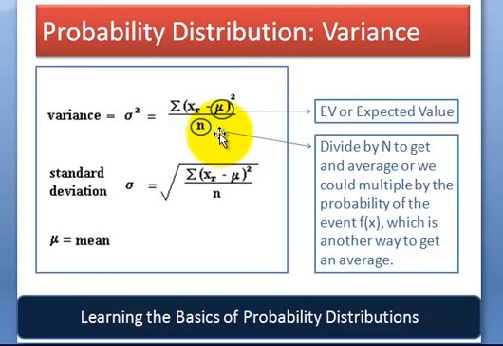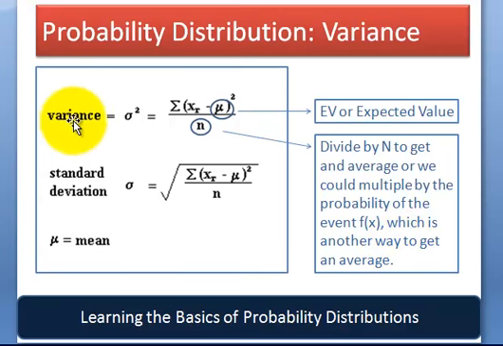Then we divide by n to get the average. Now, another way we could do it, just like we could multiply by the probability of the event. That's just another way of taking a weighted average. So in this equation, if we wanted to, we could substitute expected value for mu, and rather than dividing by n, we could multiply by the probability of each individual event.